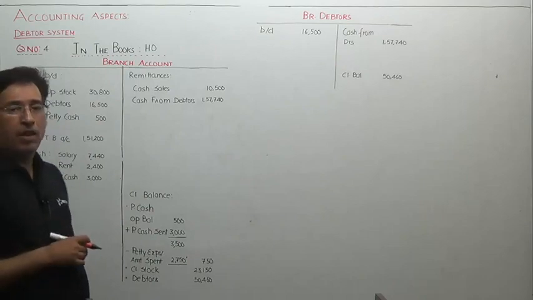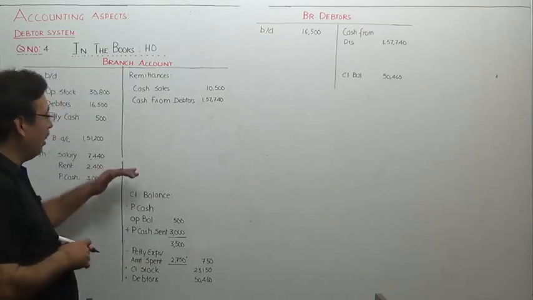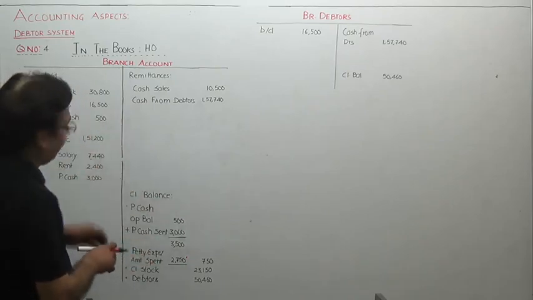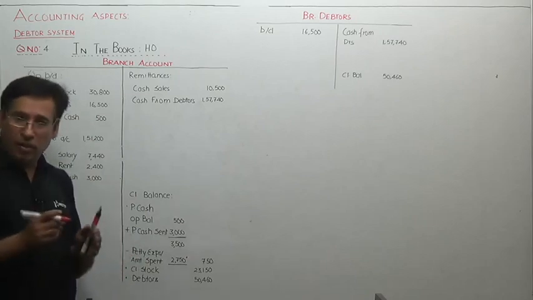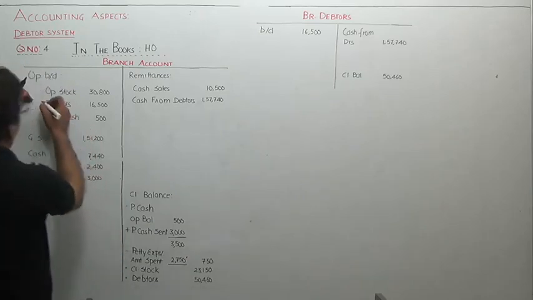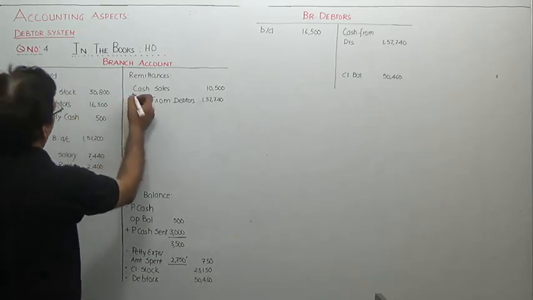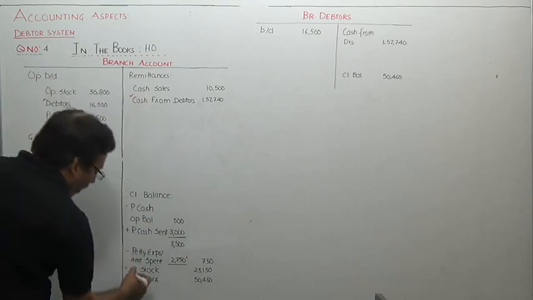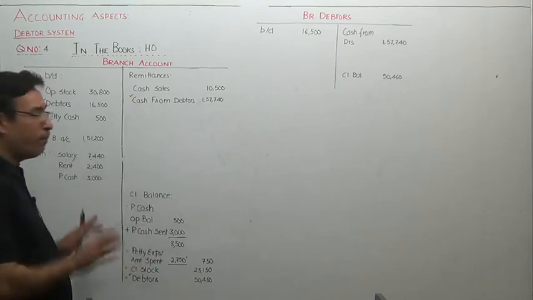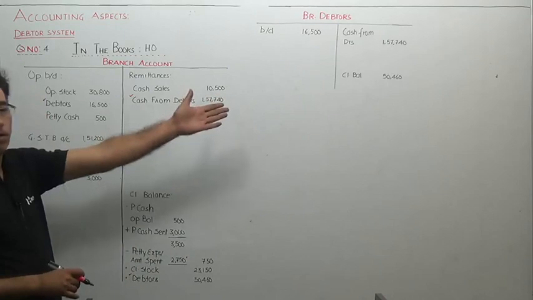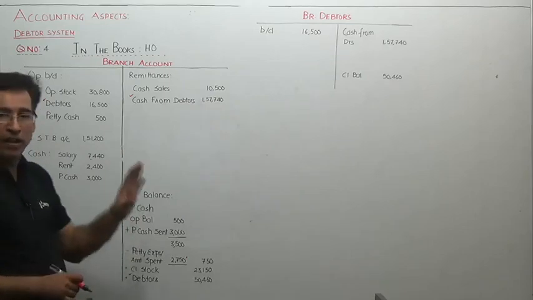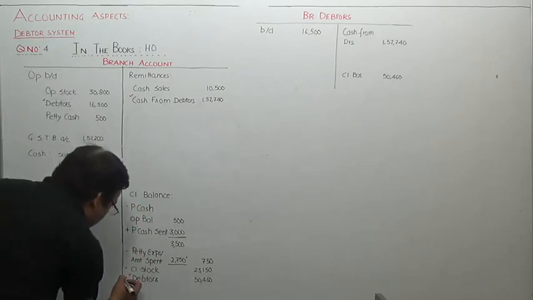I just told you a moment ago that before you tally this particular account, you need to be absolutely sure that all the facets related to debtors are reflected over here. What I mean to say is that opening debtors are there, cash receipt from debtors are also present, and closing debtors is also there. So all the three facets are present. So I do not need to tally branch debtors right now, because there is no missing figure. I can directly tally it and get my result.